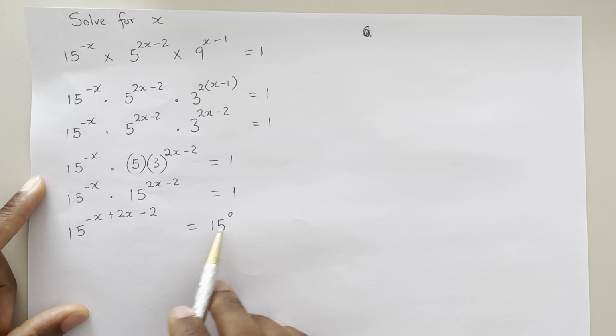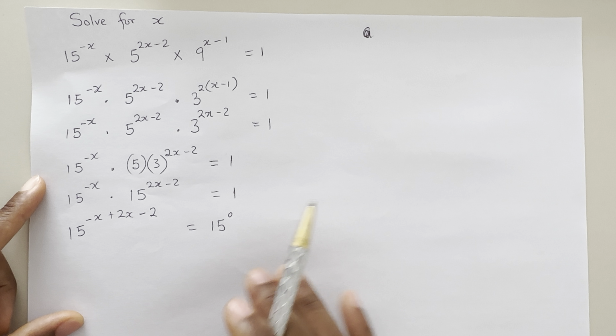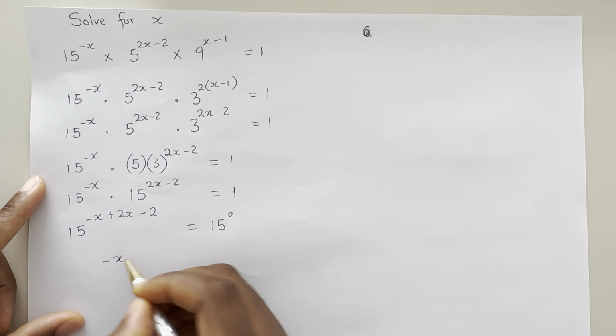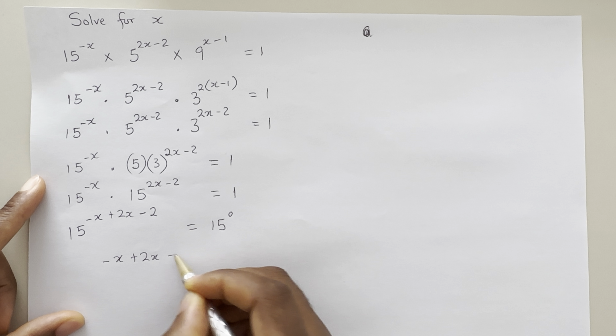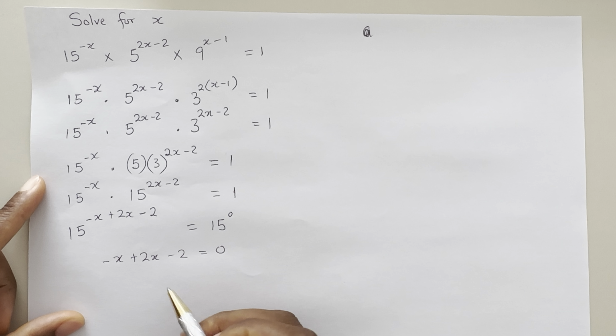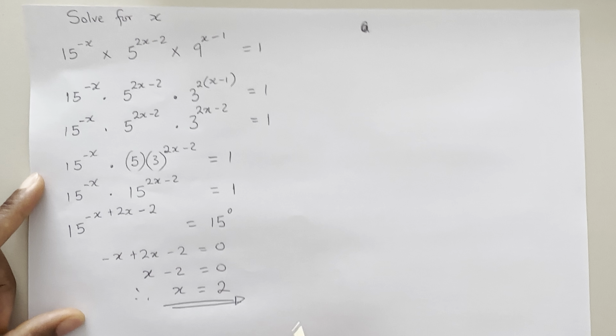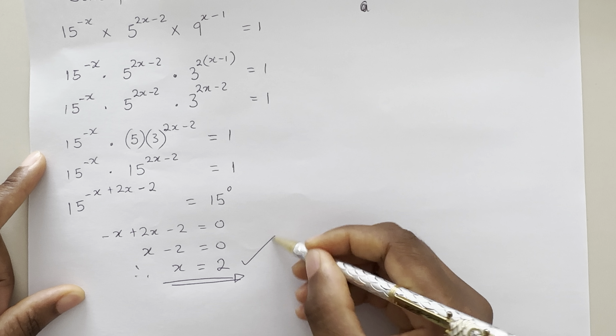Now, because the bases are now the same, we are going to equate the powers. So minus x plus 2x minus 2 is equal to 0. And minus x plus 2x is equal to x, so x minus 2 is equal to 0. Therefore, x is equal to 2. I hope you get this right.